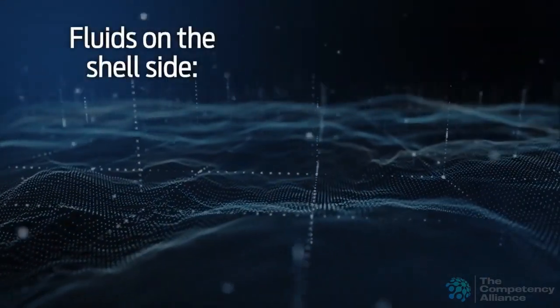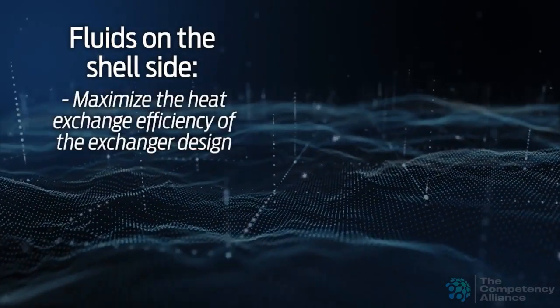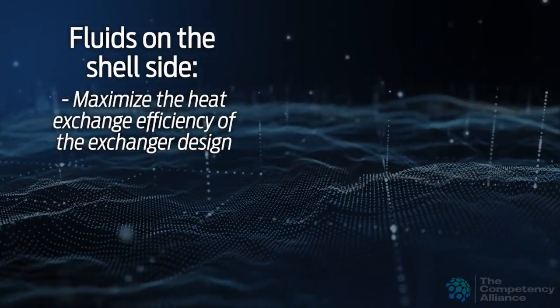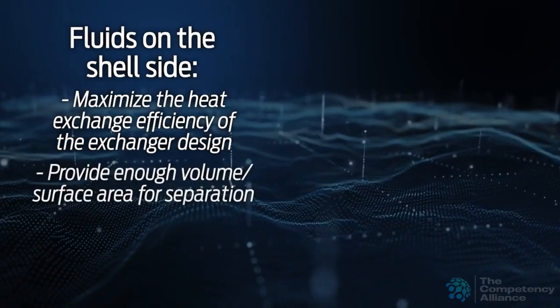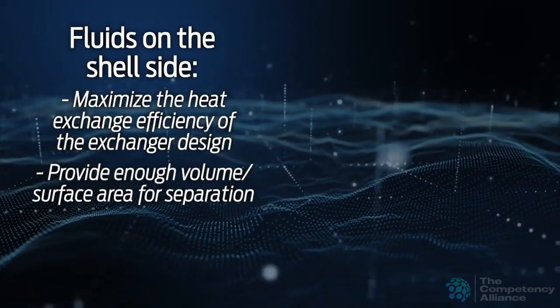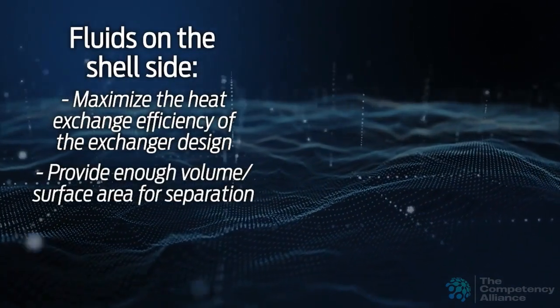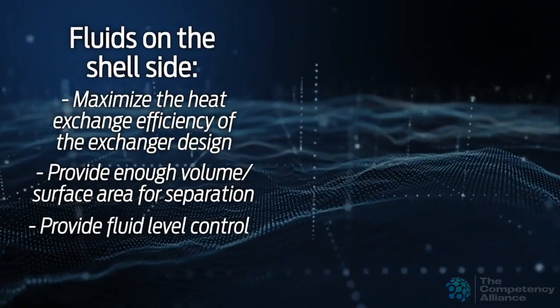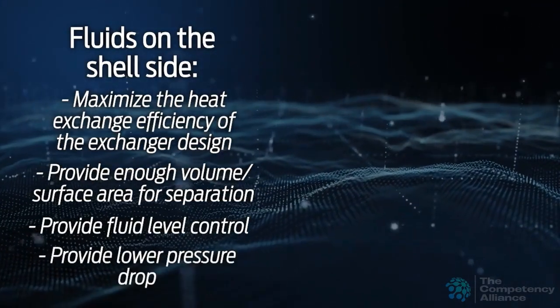Fluids are commonly placed on the shell side to maximize the heat exchange efficiency of the exchanger design, provide enough volume surface area for vapor-liquid separation, provide fluid level control, and provide lower pressure drop.